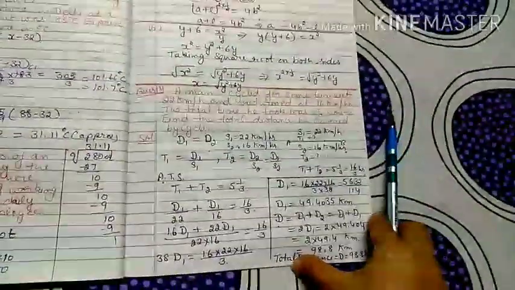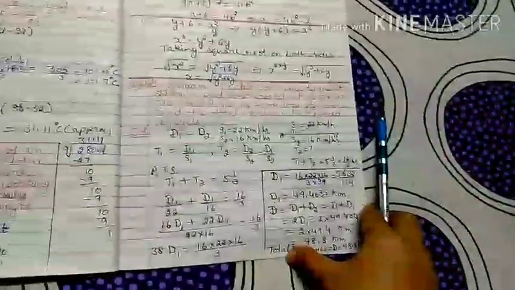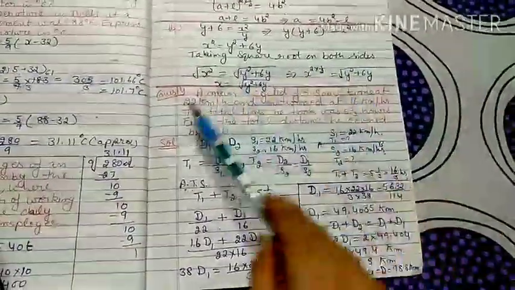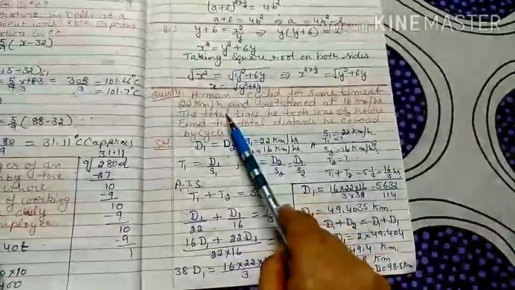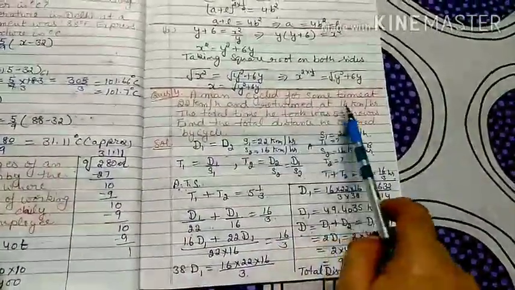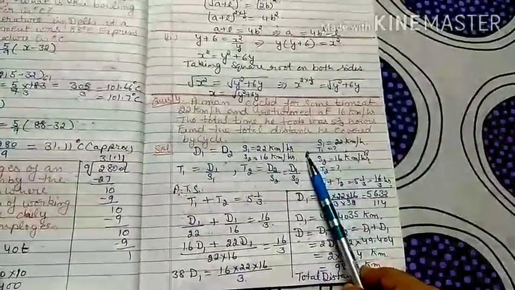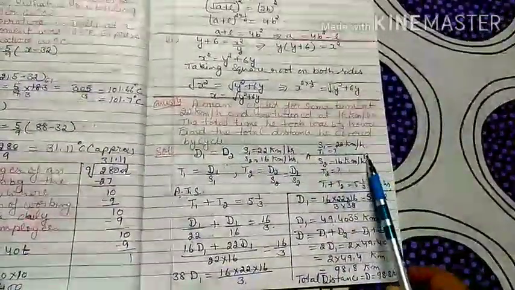Now your question number 14. Question number 14 is: a man cycled for some time at 22 km per hour and returned at 16 km per hour. So suppose the man starts at position A and reaches position B.